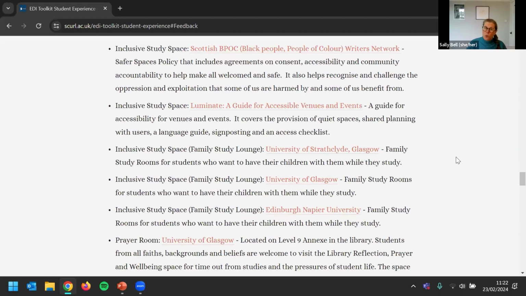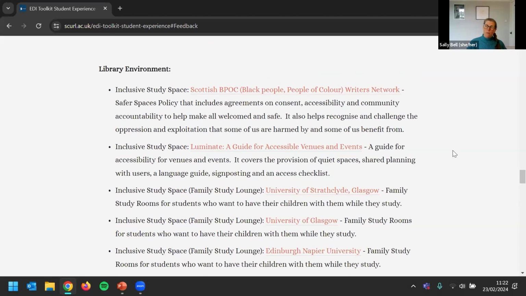Library environment is one section which I think is really valuable, and often kind of thought of a bit later down the line when you're talking about EDI work in libraries, but inclusive study spaces, the physical environment, the decor, a lot of that can sometimes have a very colonial aspect to it.